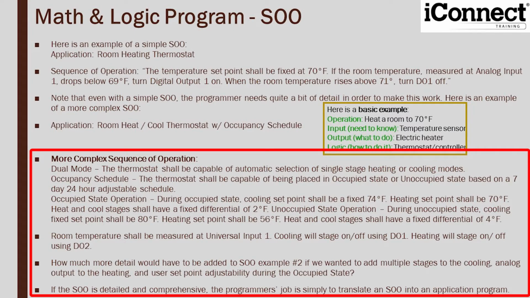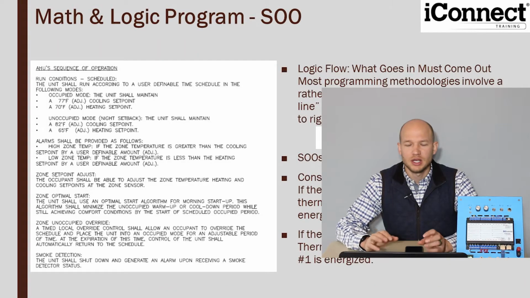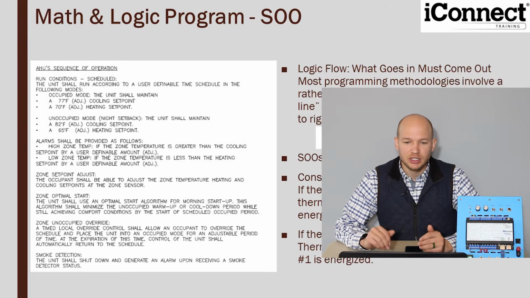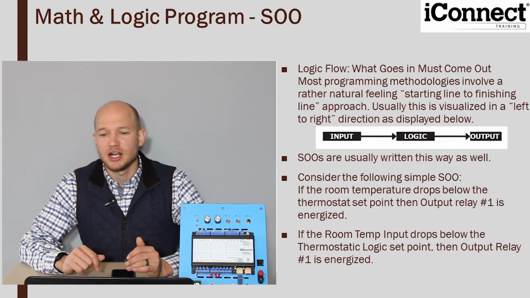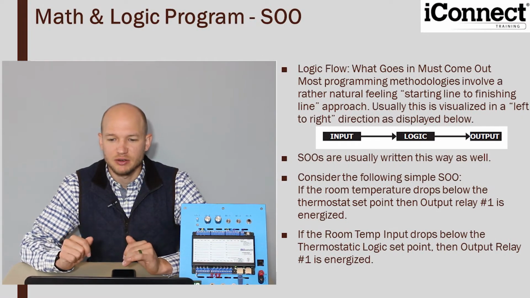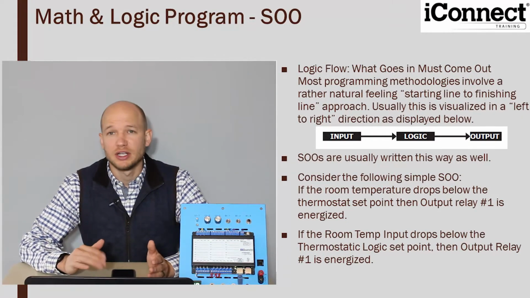Below is a more complex SOO. You can see when we get into dual modes, occupied state versus unoccupied state, things start to pick up. Things start to get a little more complex. On the left here is an actual AHU, air handler unit, sequence of operation that you might find on a print or an engineer spec. Again, we're following that left to right flow. The inputs are on the left, the logic is in the middle, and the outputs are on the right. SOOs are written this way as well.